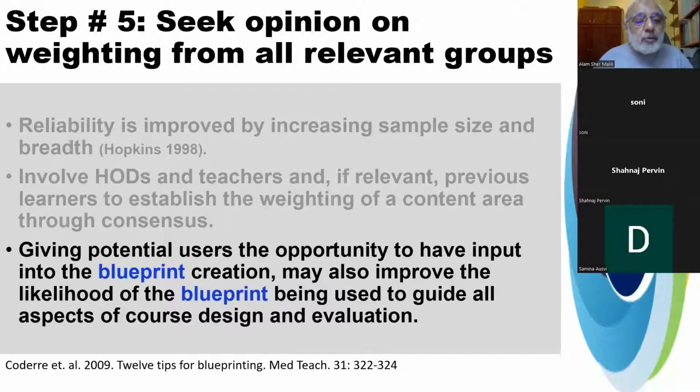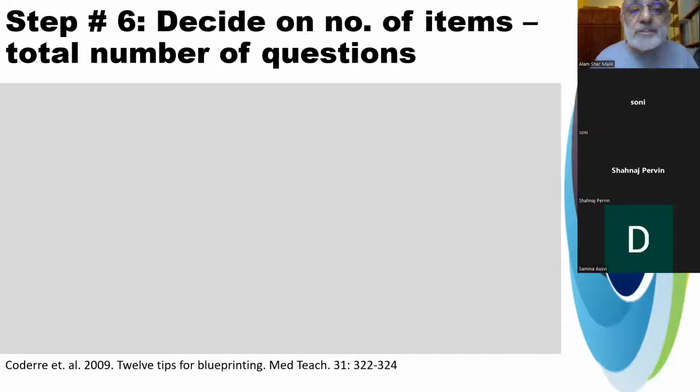It is important that the potential users should be given an opportunity to give input in blueprint creation, because by involving all the stakeholders in designing this blueprint, it would make it possible that everybody agrees and is able to use this blueprint either in the continuous assessment or during the summative assessment. Step 6, decide on number of items, that is the total number of questions.